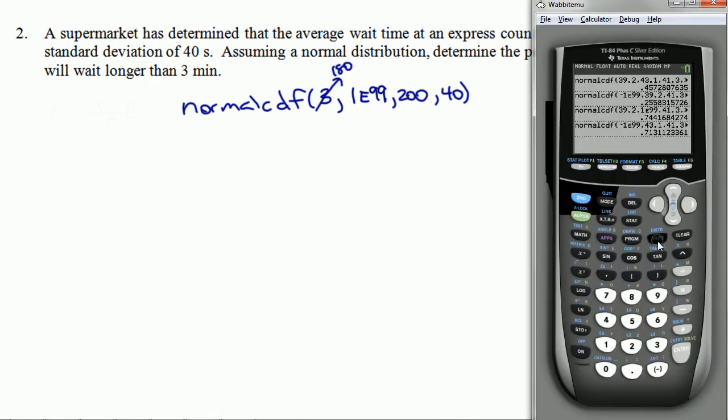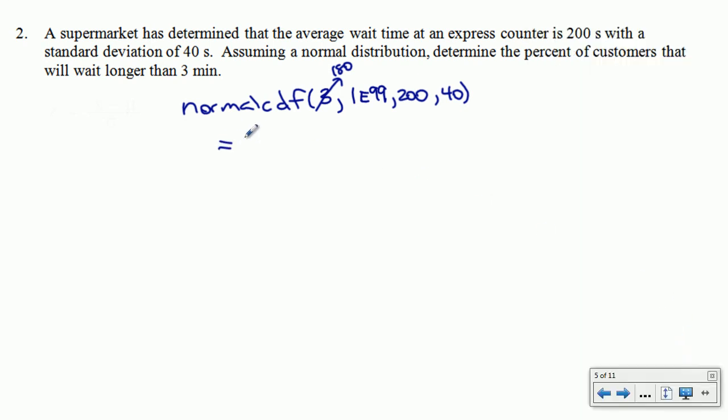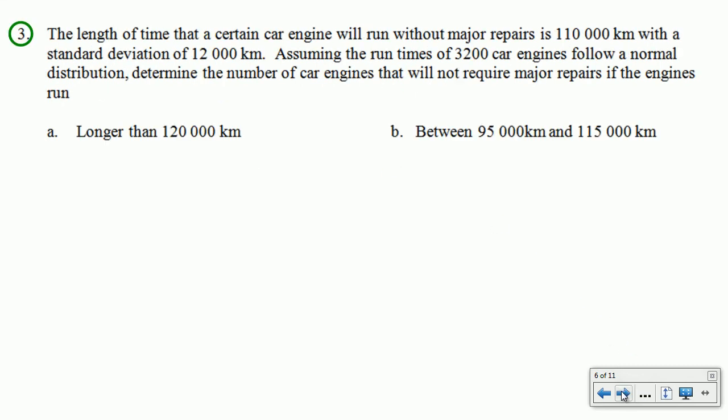We go second vars, normal CDF, enter. The lower bound is 180. The upper bound is 1 times 10 to the 99. The mean is 200, and the standard deviation is 40. So it looks like 69.1% of people have to wait longer than 3 minutes. So let's write that down, 69.1%.